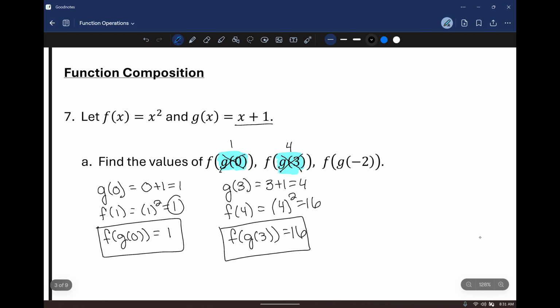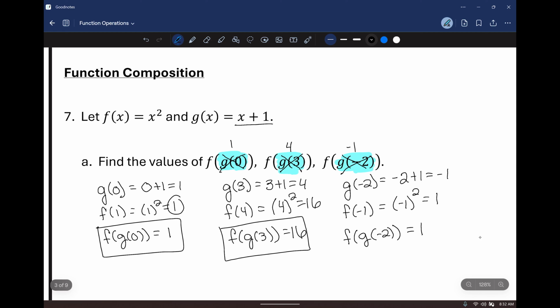So we're going to start with g of -2. I go to the g function, plug in -2. -2 plus 1 is -1. So g of -2 is the same thing as -1. So now I'm doing f of -1. So -1 squared is 1. So I know that f of g of -2 is equal to 1.